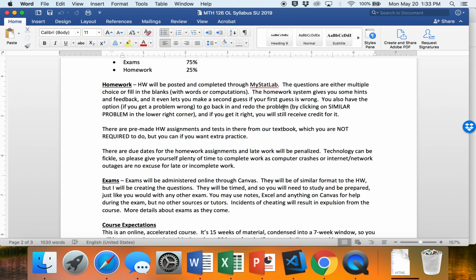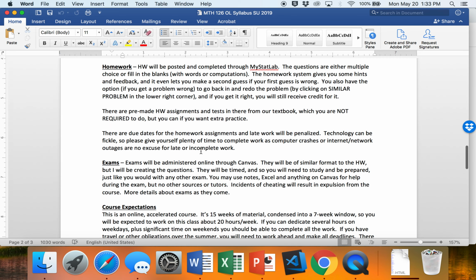So do take advantage of that, because that is in there for a reason. There are, like I said, other things that you'll see when you're clicking around that are review or pre-made assignments. Don't do those. The only ones that are required will be the ones that are very clearly marked homework assignments.